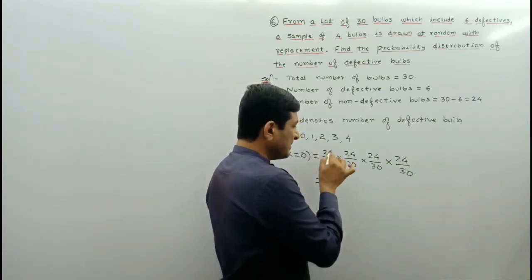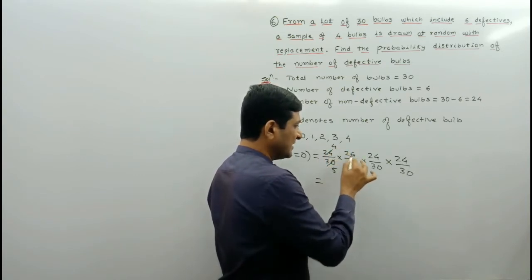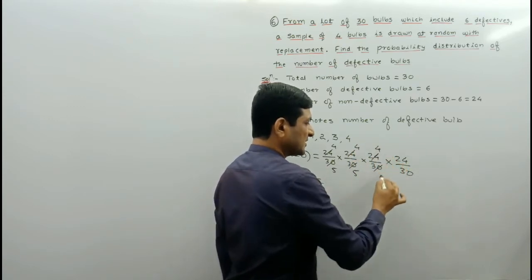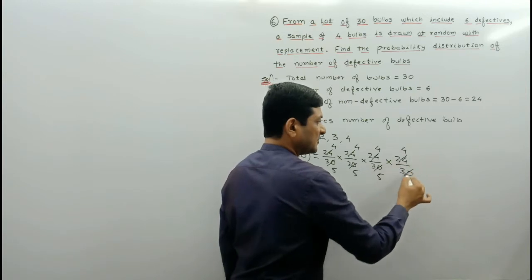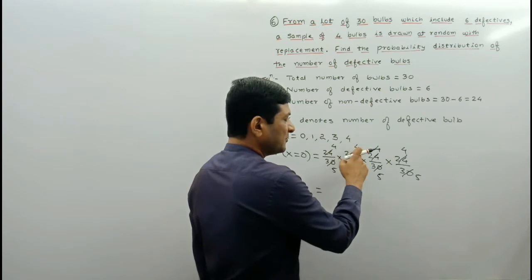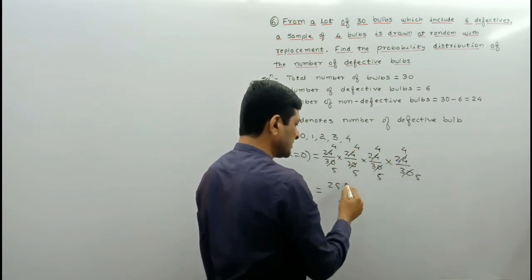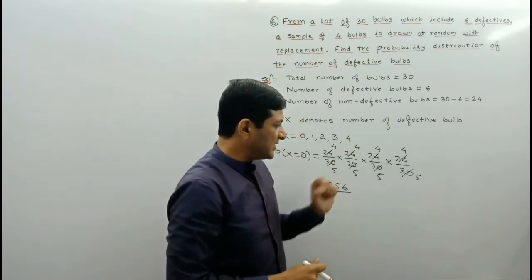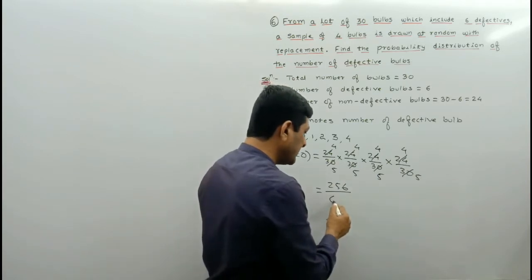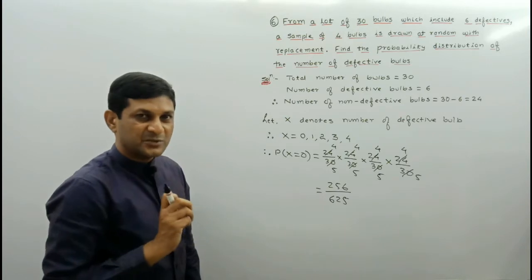Both the numbers are divisible by 6, so 6 4s are 24, and here 6 5s are 30, again 6 4s are 24, 6 5s are 30, 6 4s are 24, 6 5s are 30, 6 4s are 24, 6 5s are 30. In numerator, see what we are getting here. 4 into 4 is 16 and this 4 into 4 is 16. 16 into 16 is 256. And in the denominator, 5 into 5 is 25 and this 5 into 5 is 25. 25 into 25 will be equal to 625. In this way, we have got the probability when x is equal to 0.